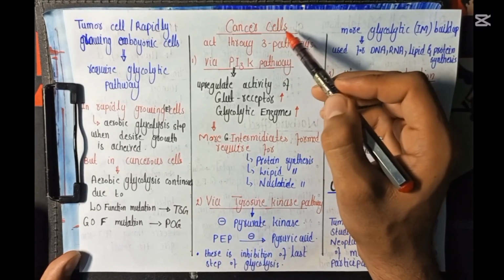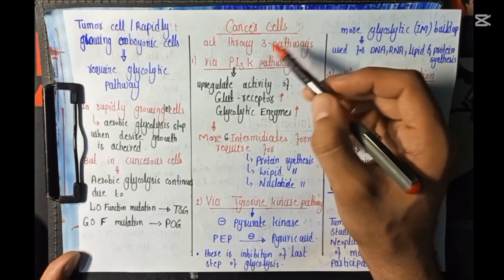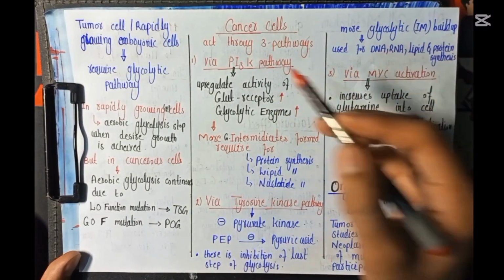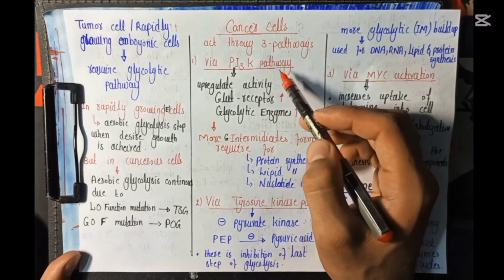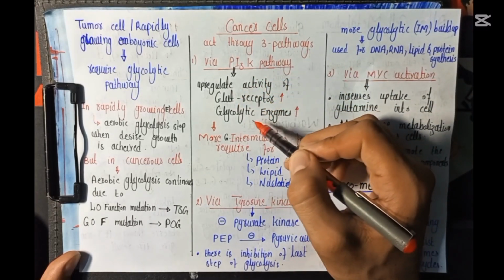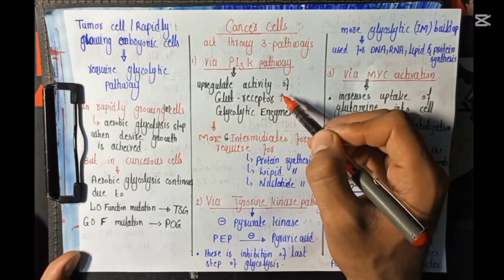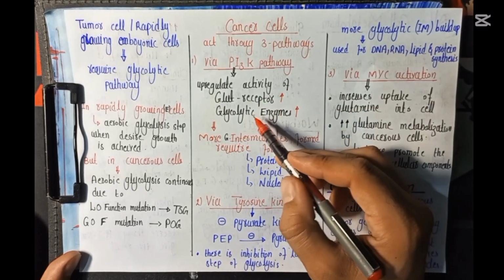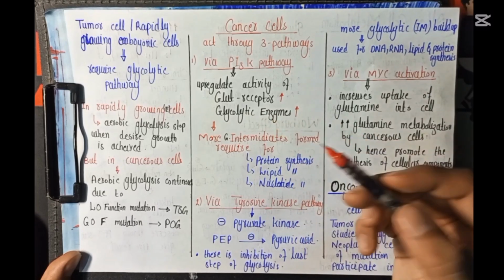The next one is the cancer cell. The cancer cell requires limitless replicative potential through three pathways. The first one is the phosphoinositol 3 kinase pathway, or the AKT pathway. This pathway upregulates the activity of the glucose receptor and the glycolytic enzymes. It causes an increase in the synthesis of the GLUT receptor, which increases glucose absorption, and similarly they also activate the glycolytic enzymes, hence they increase the process of glycolysis.